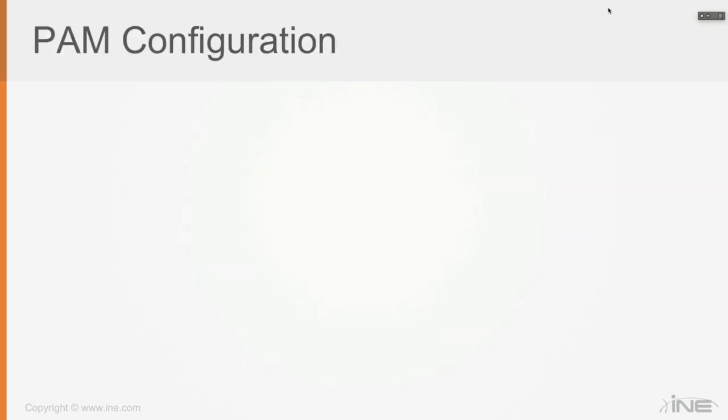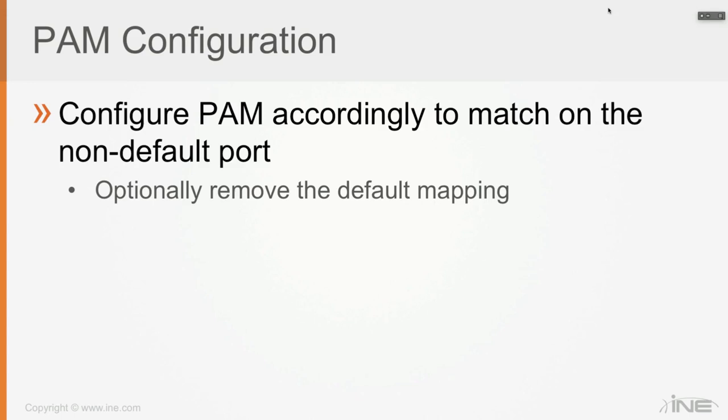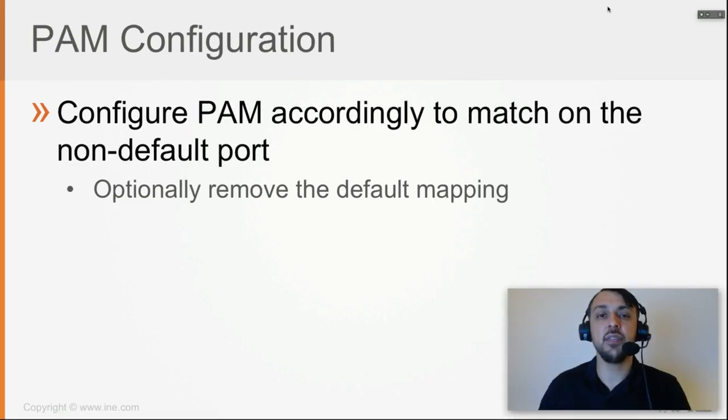Now, to change those settings is very simple. We just globally configure PAM accordingly to match on the non-default port of that application. And optionally, we can also remove the default mapping. So as you're going to see, if in our network, let's say a closed network, we run FTP on TCP port 2121, and we don't have any FTP servers running on port 21, the default one, then we configure PAM settings for FTP to let the router know that FTP runs on port 2121, and we can also disable the default settings which tell the router that FTP runs on port 21.